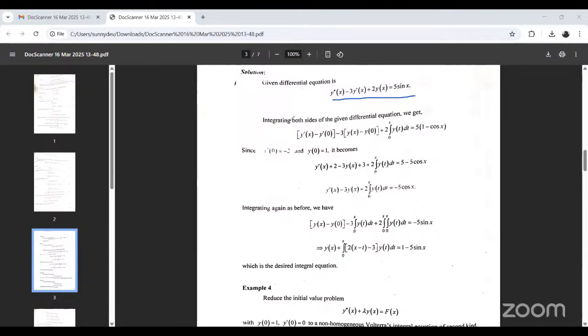Now we have to integrate both sides of the given differential equation. So we are integrating both sides, and this becomes y dash of x, applying the limits 0 to x, so that becomes y dash of x minus y dash of 0 minus 3 into.